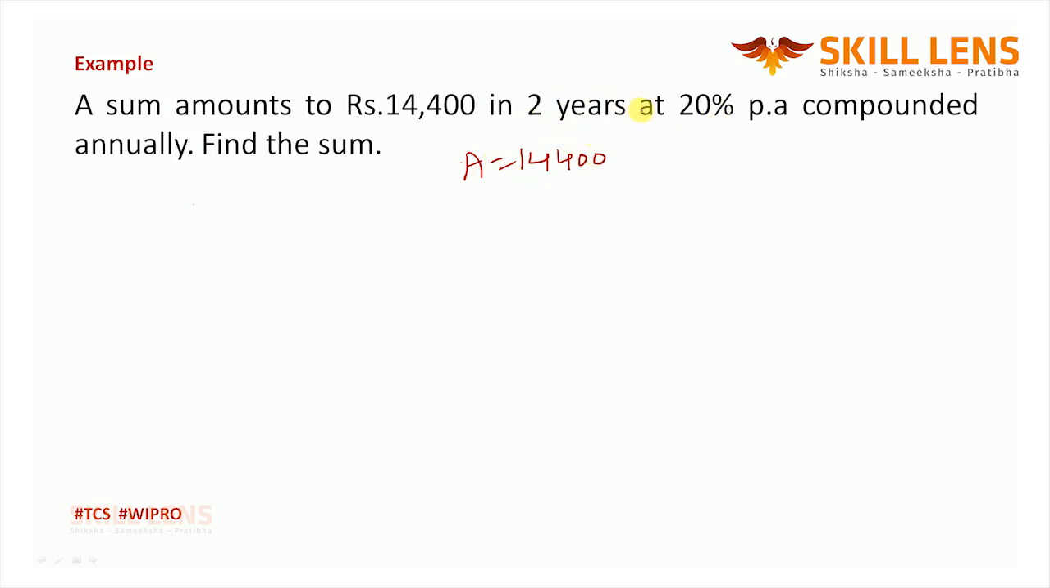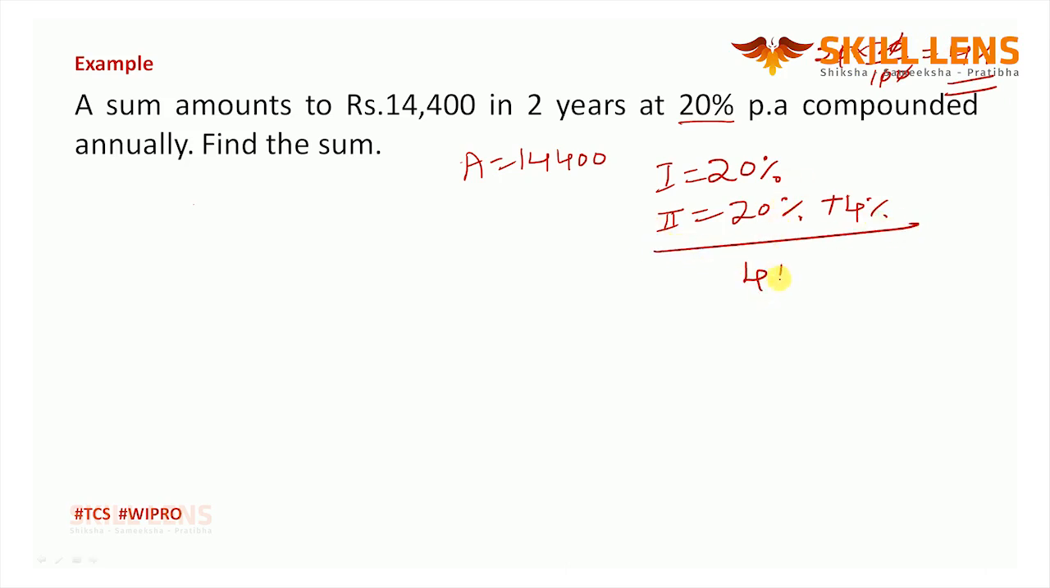Guys, for how many years? For 2 years, it's going to be 20%. Guys, we know one funda to calculate compound interest. For 1 year it is 20%. First year it is 20%. Second year also 20%. And 20% on 20 is going to be 4%. How? 20 into 20 divided by 100, 2 zeros will get cancelled. Essentially it's going to be 4%. So together it's going to be 44%.